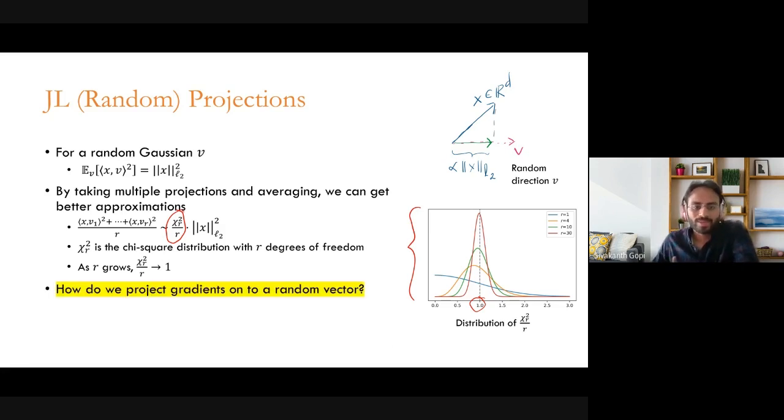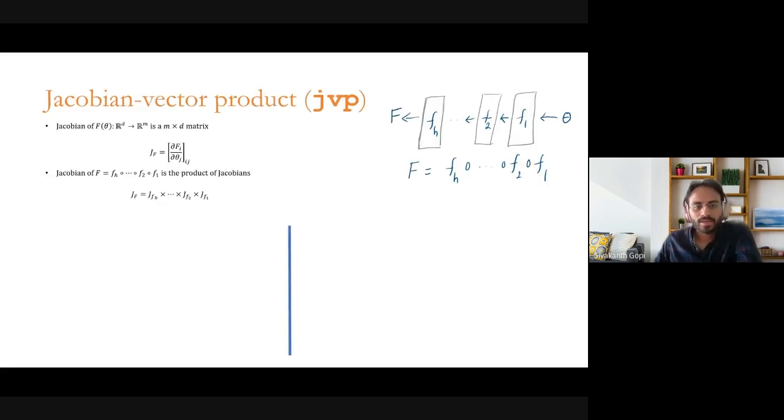So now the question is, okay, that's good, but how do we project the gradients onto a random vector? For this to work, we should have a mechanism to do this more efficiently than just computing the gradients themselves. And luckily, there is something called a Jacobian vector product, which I think maybe not many of you are familiar with. So let me just go through this.